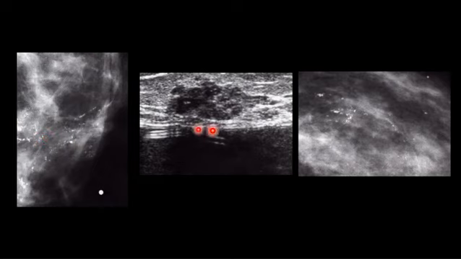And by doing an ultrasound, you can see a hypoechoic macrolobulated mass, with associated calcifications corresponding to the palpable area. Okay?